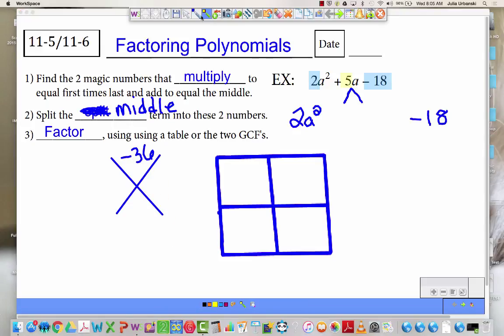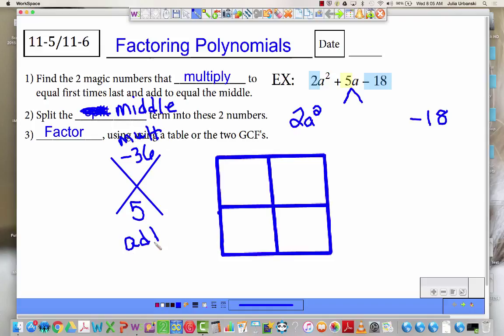We need 2 numbers that add up on the bottom to be positive 5. So up top, they have to multiply. On the bottom, these 2 numbers have to add up. So I'm looking for numbers that multiply to 36: 1 and 36, 2 and 18, 3 and 12, 4 and 9, 6 and 6. Which ones could add up or subtract to make 5? 4 and 9. Good.